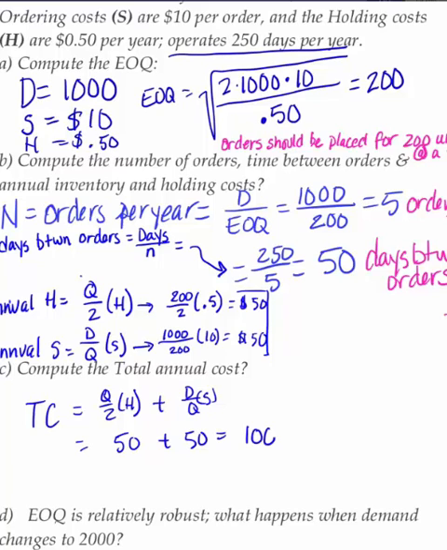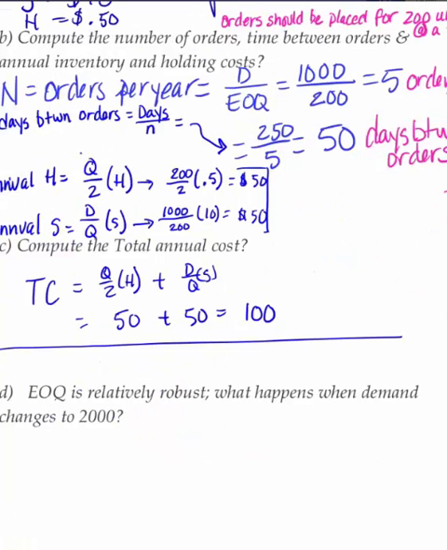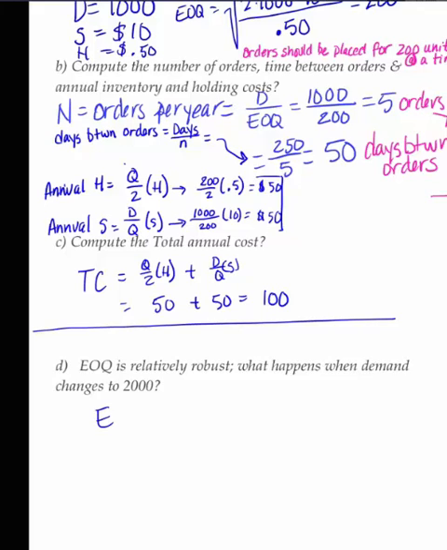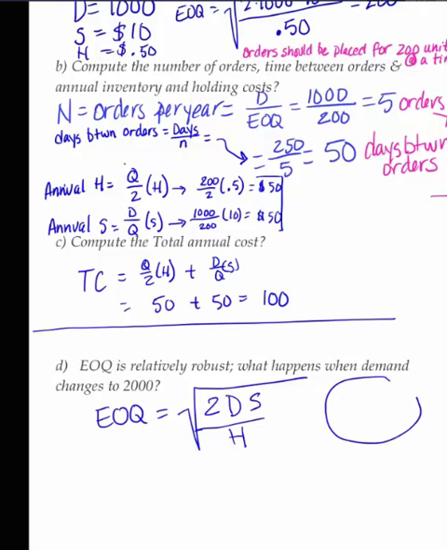So what I want you to do is calculate on your own, when the demand doubles to 2,000, how does that affect the EOQ? So you get a chance here to review what we just did and calculate the EOQ model. So you're going to use the formula we just did, the square root of 2 times D times S divided by H. And we're going to look and compare what you get here with our EOQ that we got above.